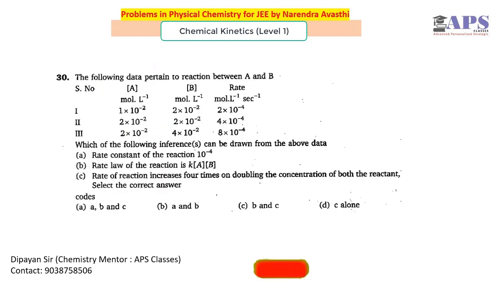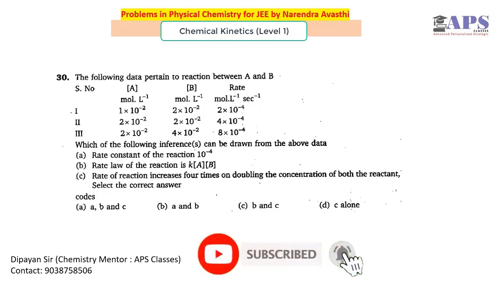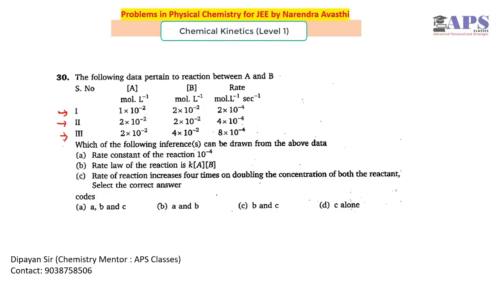For question number 30, we can look at experiment numbers 1, 2, 3. Here, the concentration of B is constant, but if we double the concentration of A, the reaction rate will become double. So the order of the reaction with respect to A will be 1. Again, in 2 and 3, the concentration of A is constant, but the concentration of B is doubled, and the rate will become double. So again, the order with respect to B is 1.